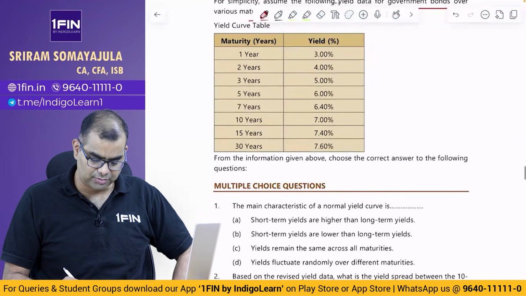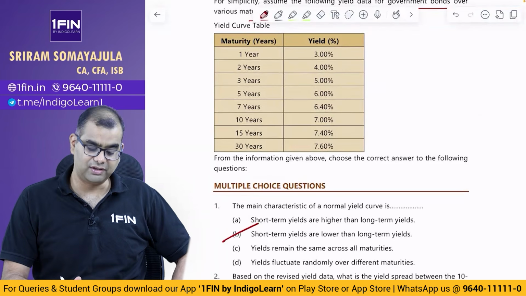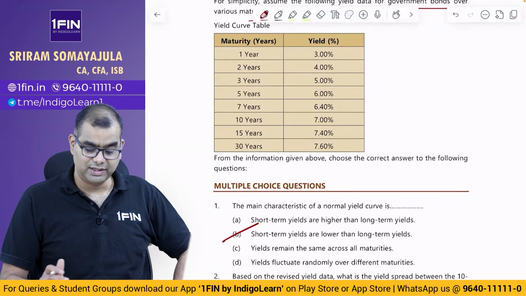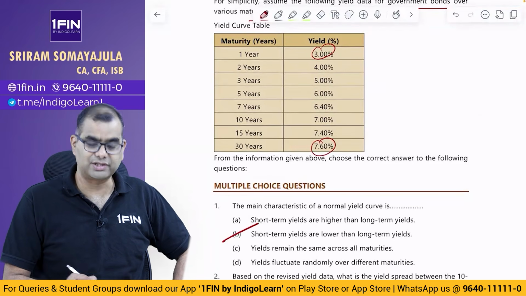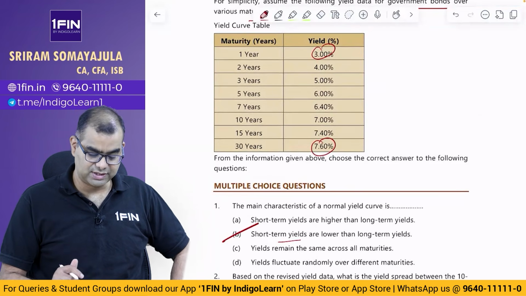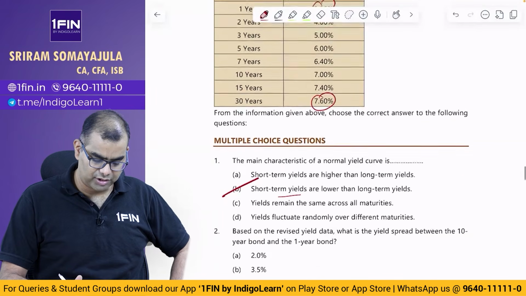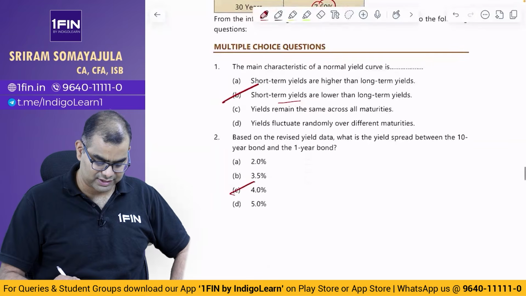Main characteristic of a normal yield curve: short-term yields are lower than long-term yields, correct. Please note, when we talk of yield curve, it is not yield to maturity. Yield to maturity is the same yield across all periods. Yield curve means if it's a 1-year bond, the interest rate is 3%. If it is a 30-year bond, the interest rate is 7.6%. So, short-term yields are lower than long-term yields is the right one. Then, based on revised yield data, what is the yield spread between 10-year bond and 1-year bond? 7 minus 3, 4%. What sort of question is this?